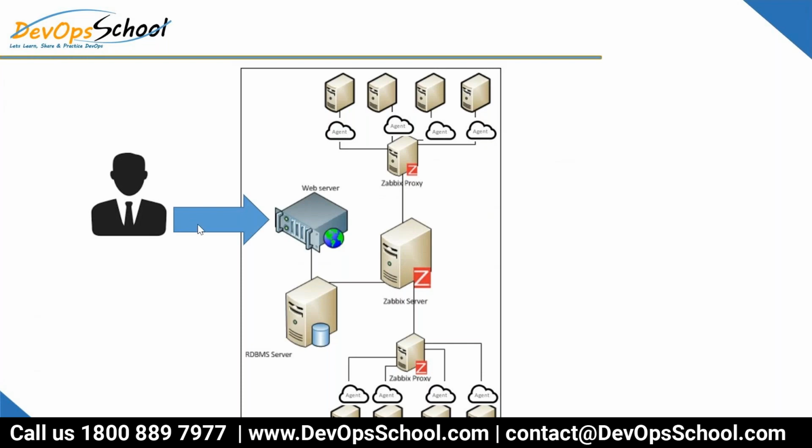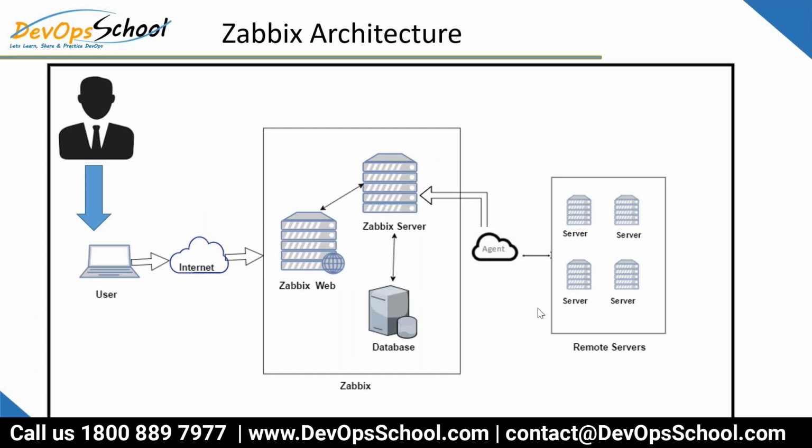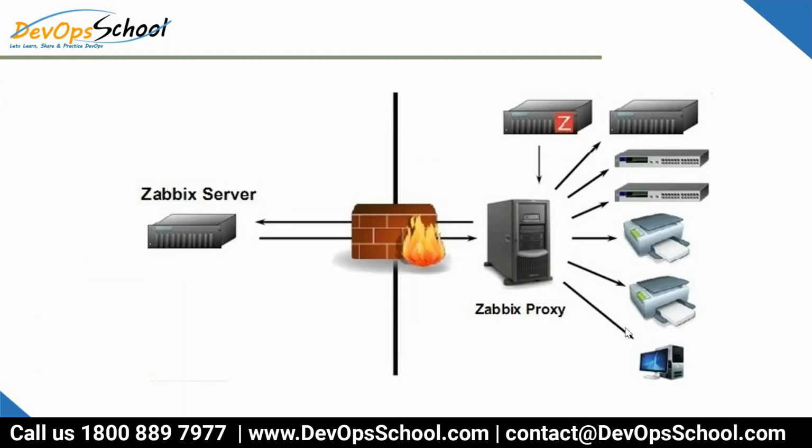Okay, look at this a little bit more. Here you are connecting over the internet to the Zabbix web. Zabbix web will get the data from the database server, and here you have an agent acting like a gateway and getting the data from multiple remote servers. Okay, so here you have a firewall, proxy, all this information, and the proxy is connected to the Zabbix server. So proxy use case scenarios are here.